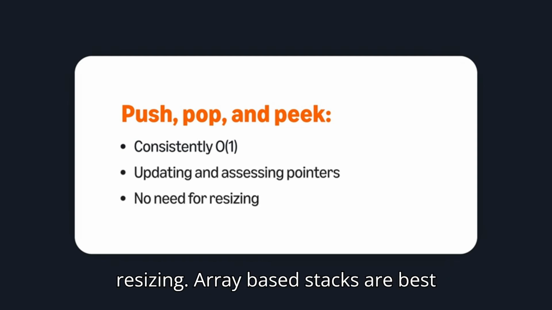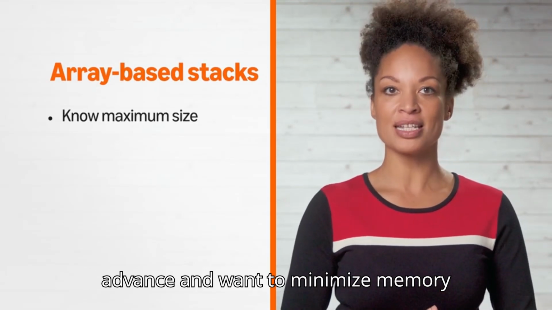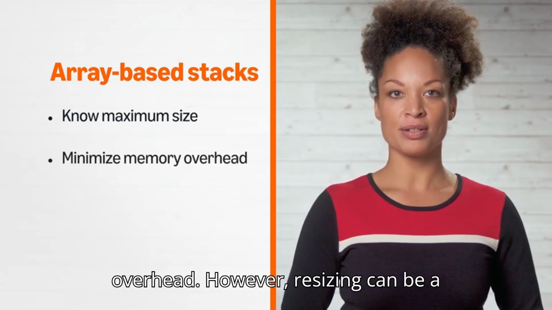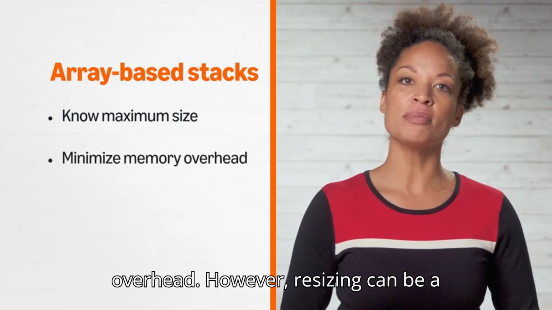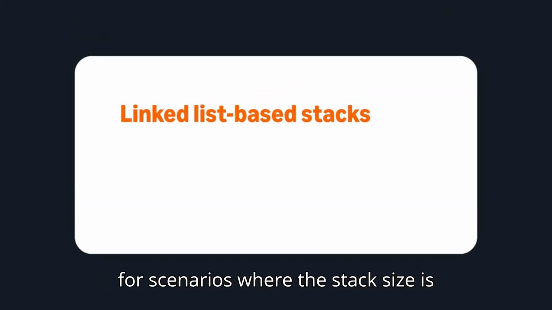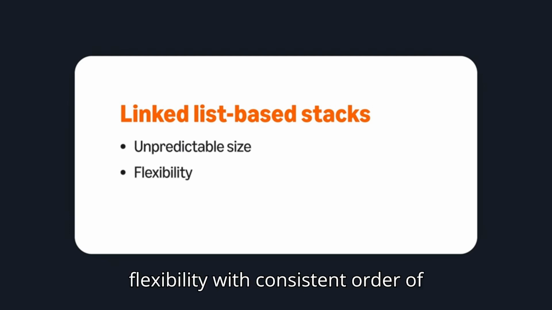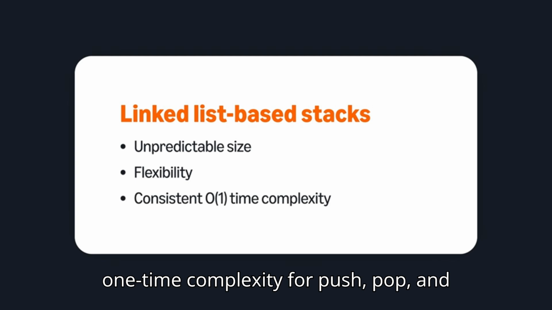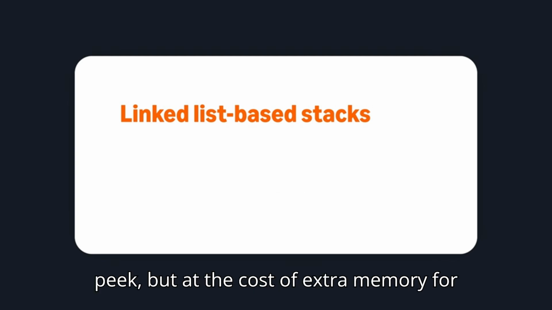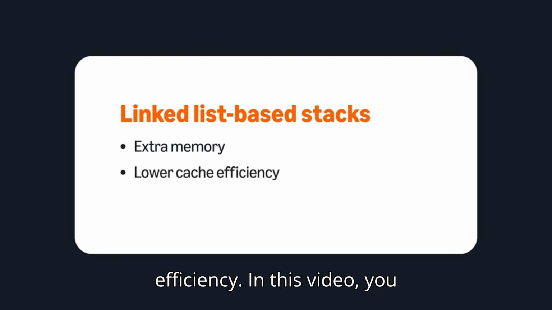Array-based stacks are best when you know the stack's maximum size in advance and want to minimize memory overhead. However, resizing can be a costly order of n operation. On the other hand, linked list-based stacks are ideal for scenarios where the stack size is unpredictable. They offer great flexibility with consistent order of 1 time complexity for push, pop, and peek, but at the cost of extra memory for pointers and potentially lower cache efficiency.